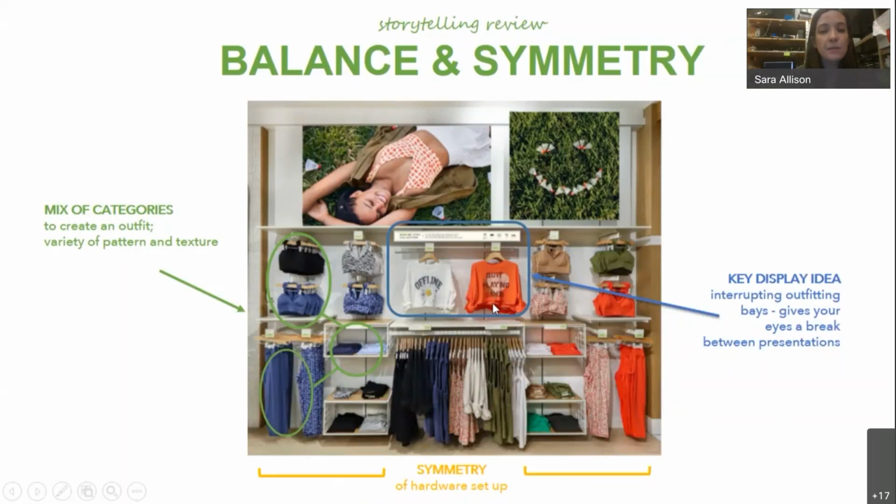And then we usually have some kind of key idea in the presentation that centers you, gives your eyes a break between a lot of smaller items. So here we're just seeing these spaced out graphic tees. Sometimes it's a large piece of marketing. Other times it's a product display. So it just grounds us and gives our eyes a break rather than it being these sports bras all the way across the wall, right? That might be a little overwhelming. So that's just a little nod back to balance and symmetry.